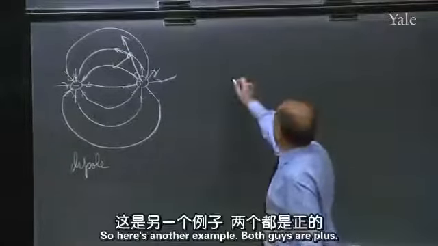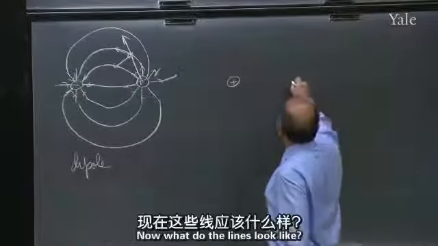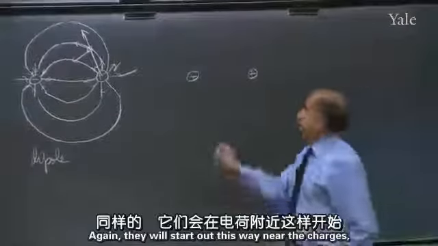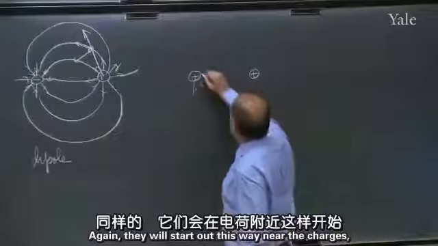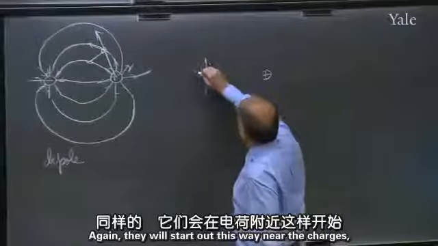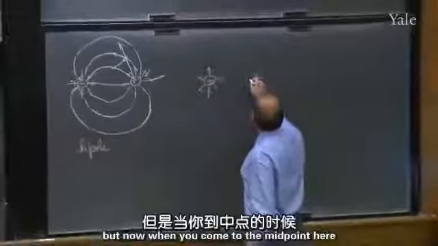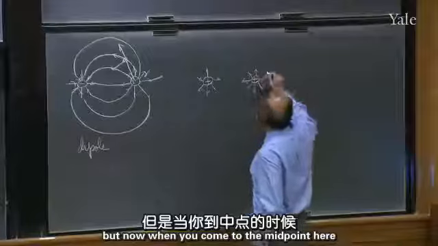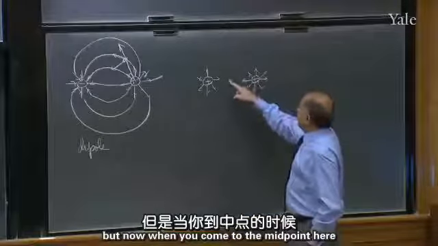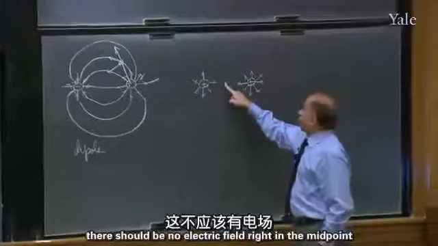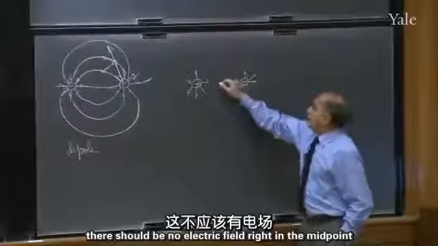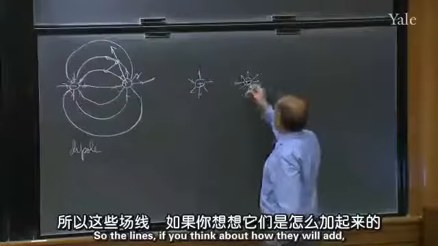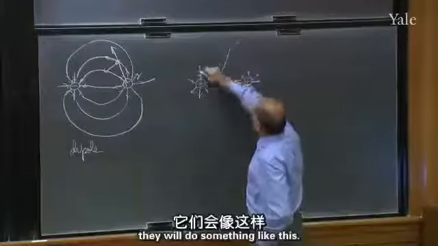So here's another example. Both guys are plus. Now what do the lines look like? Again, they will start out this way, near the charges. But now, when you come to the midpoint here, there should be no electric field right in the midpoint because it's getting pushed equally from both sides. So the lines, if you think about how they will add, they will do something like this.